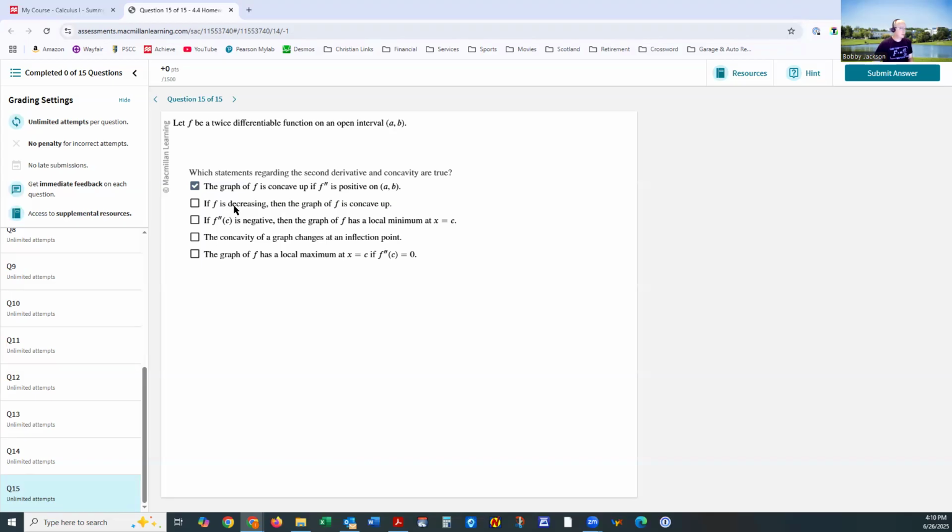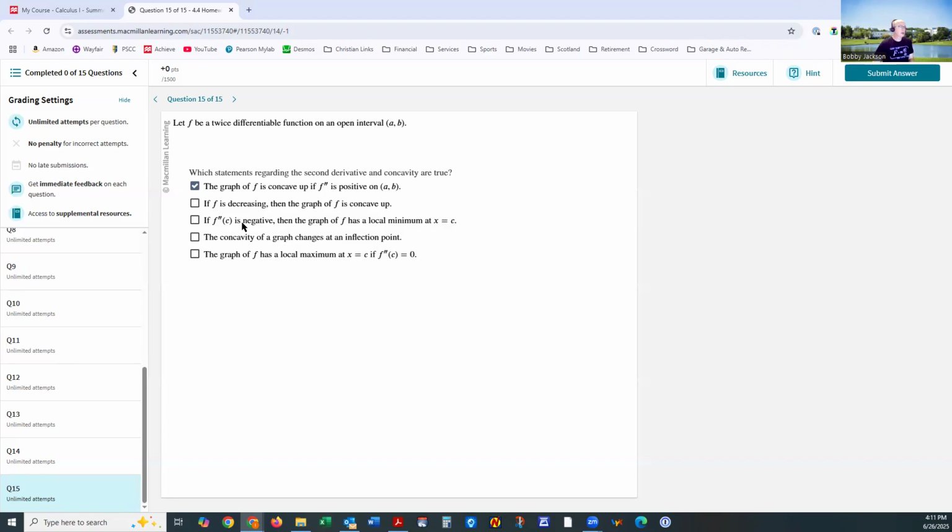If f is increasing, then the graph of f is concave up. That would be true. If f double prime of c, so the second derivative evaluated at some point c, and we'll assume obviously c is in this interval from a to b, if f double prime of c is negative, then the graph of f has a local minimum at x equals c. Well, this is false.